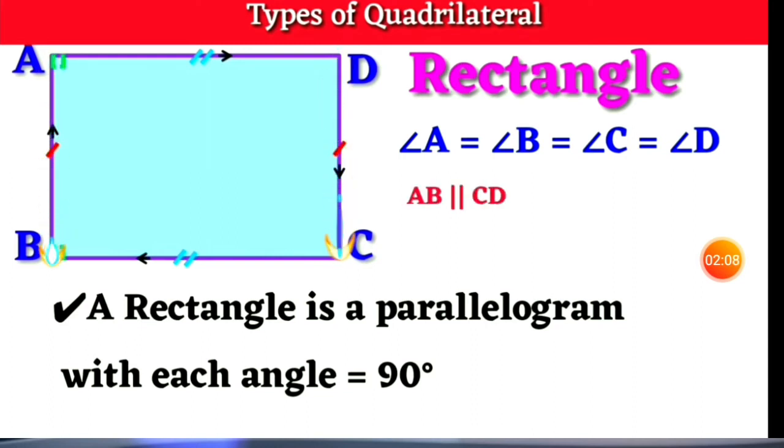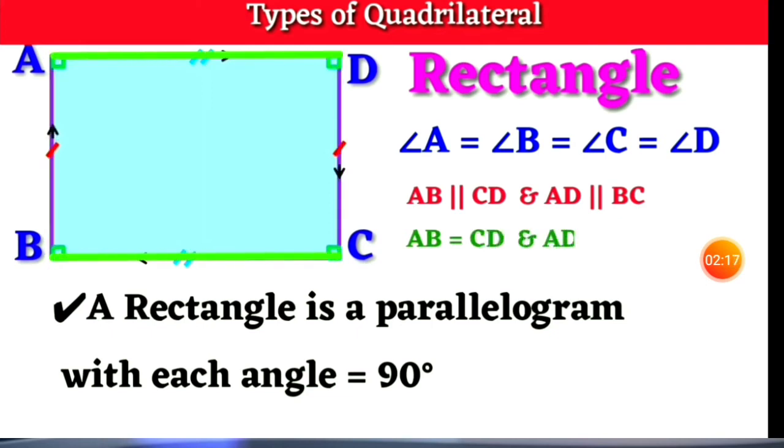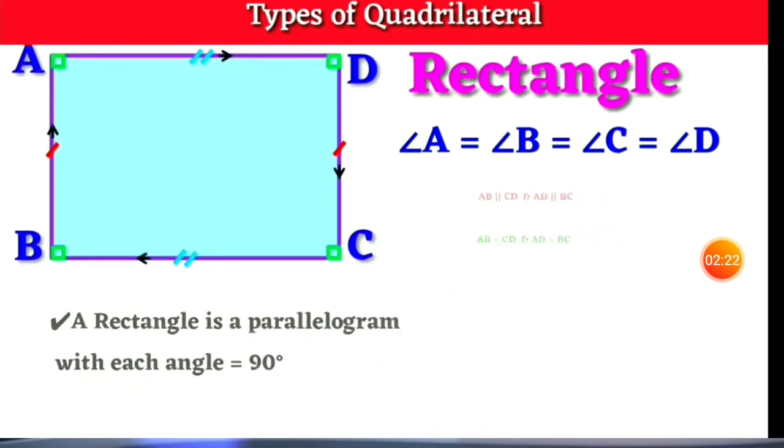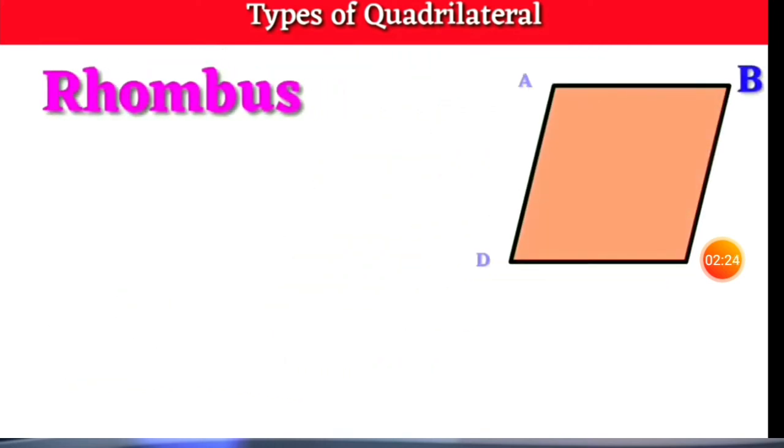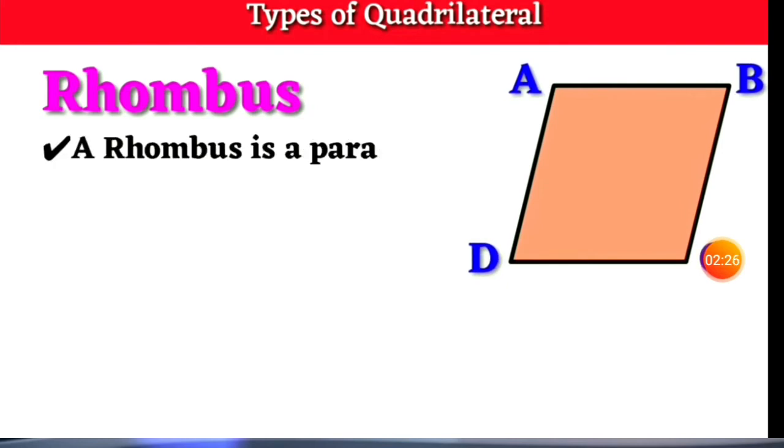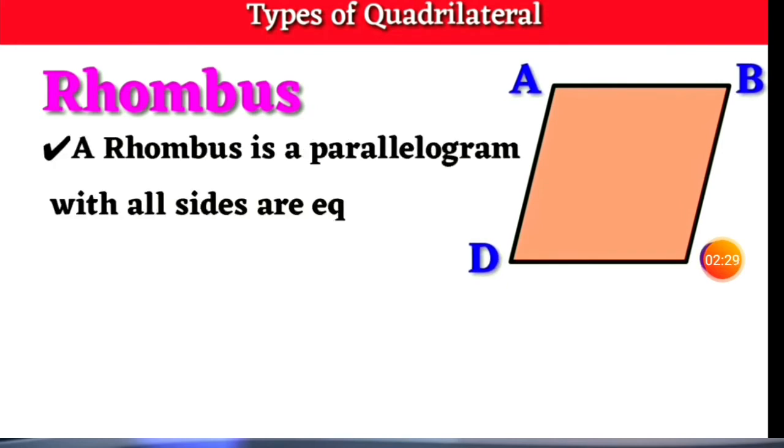And opposite sides are parallel. That is, AB is parallel to CD and AD is parallel to BC, as well as they are equal also. That is, AB is equal to CD and AD is equal to BC. So, opposite sides are parallel and equal. Next is rhombus. A rhombus is a parallelogram with all the sides equal. Here all the 4 sides, that is AB is equal to BC is equal to CD is equal to AD. All the 4 sides are equal.